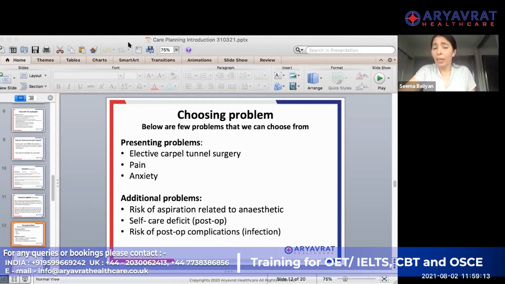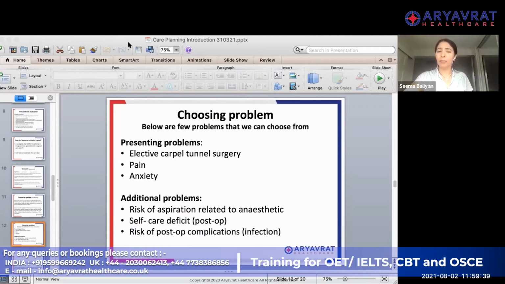But now he has had surgery. So currently the problems can become risk of aspiration, as we have already told you that he is still very drowsy under the effect of morphine. So there is always a risk of aspiration. Self-care deficit could be because now he is not able to use one of his hands, so he might not be able to do all his activities of daily living himself.